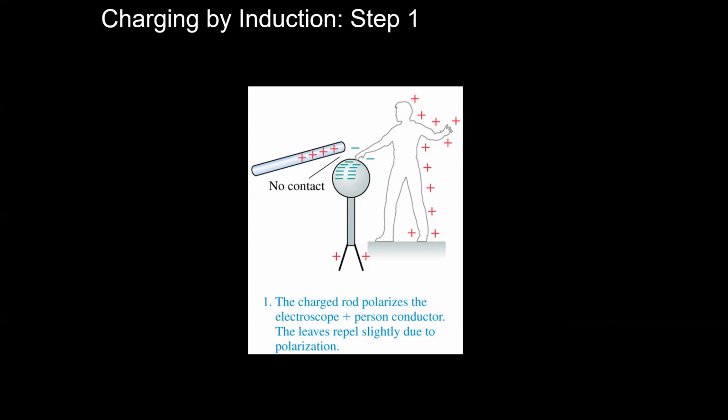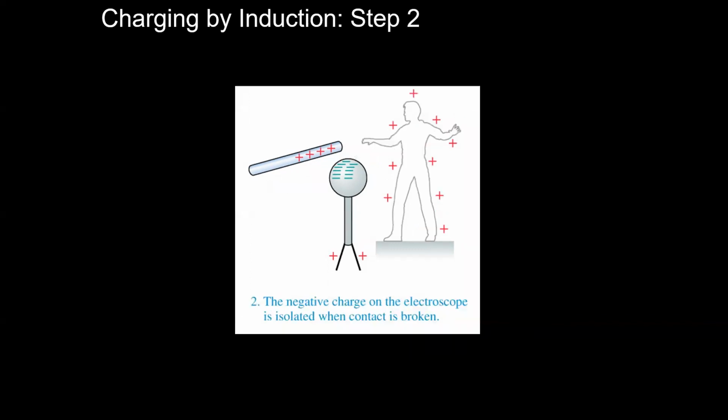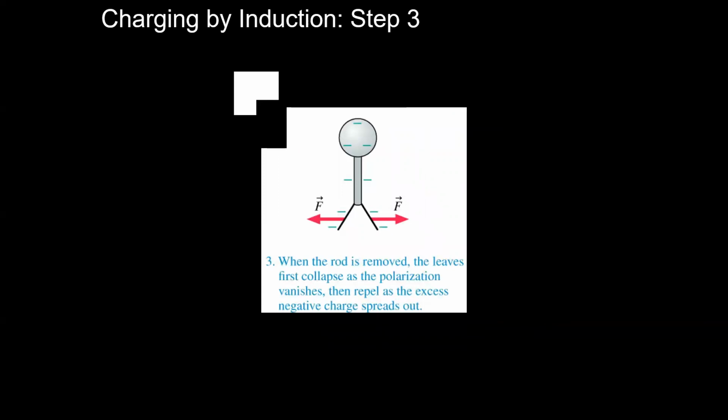And then you got to cut the cord. You disconnect the neutral object from its big object, and then you remove the rod. Sorry about this little doohickey there. But that's how you charge an object by induction. This is how you charge it without having any sort of contact with it.